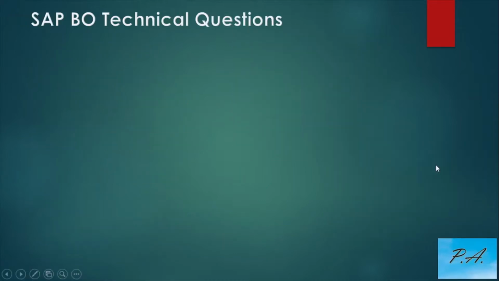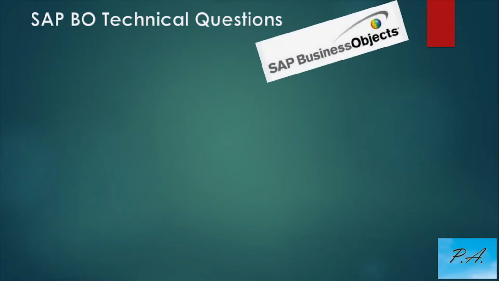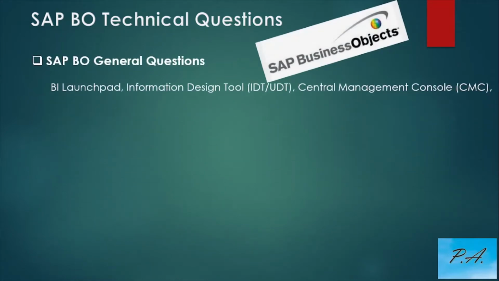Let's dig into the technical part. SAP BO technical questions can be classified into three categories. Number one, SAP BO general questions. Irrespective of which tools are being deployed in the reporting solution, the knowledge and understanding of tools like IDT, BI Launchpad, and CMC is a must because these are the horizontals of any BO solution.